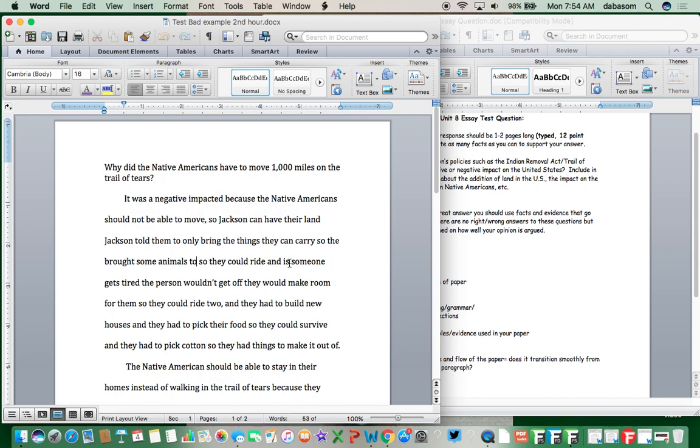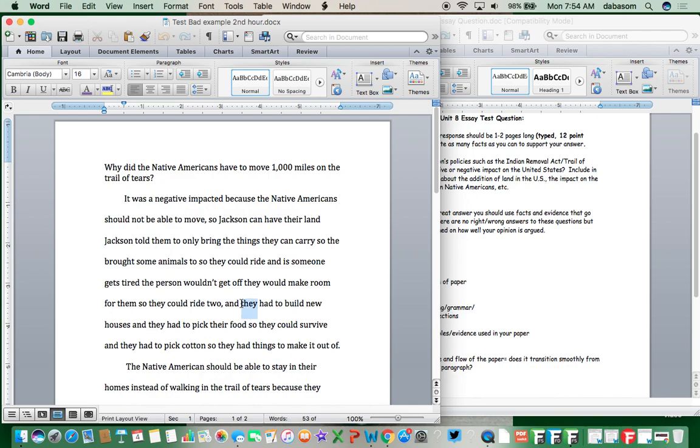So they could ride, and is someone gets tired, pretty sure this is "if someone gets tired," the person wouldn't get off. They would make room for them so they could ride too. Again, the wrong use of the word too. And they had to build new houses. Who had to build new houses?